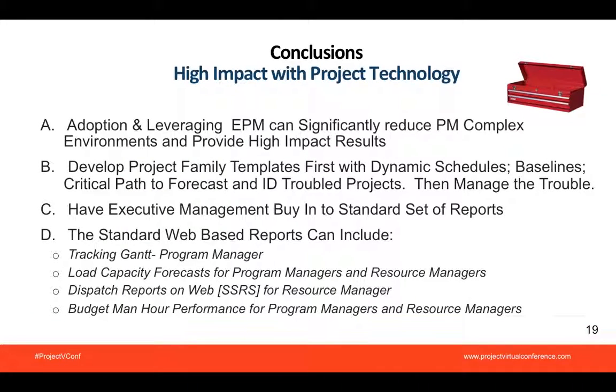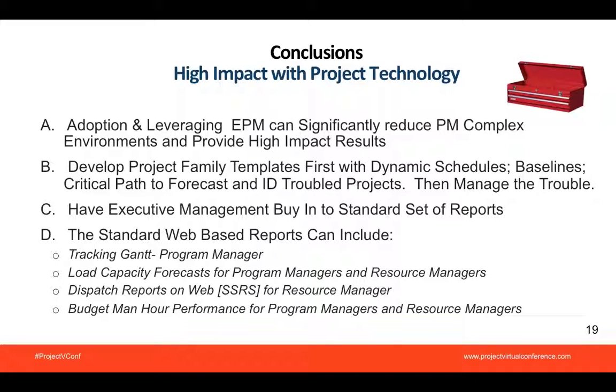If you look at the final slide for today, we have conclusions. So I have four major conclusions. The first one is that you take a serious look at adopting and leveraging EPM, which can significantly reduce project time in complex program environments and provide high impact results. Number two, or item B, is to develop project family templates first with dynamic schedules. Set baselines, create a critical path to forecast, and identify troubled projects.